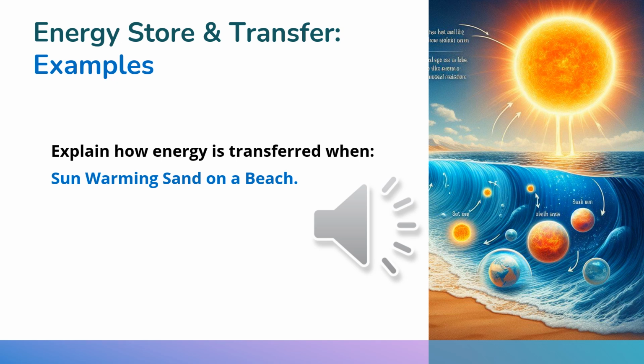When the sun warms up sand on a beach, energy transfer occurs through radiation. The sun emits electromagnetic waves, including visible light and infrared radiation. As these rays reach the earth, the sand absorbs the sunlight. The absorbed solar energy is then transformed into thermal energy, causing the sand particles to vibrate and gain kinetic energy. This increase in kinetic energy is experienced as a rise in temperature. Some of the energy is also reflected or re-radiated, contributing to the overall warming of the surroundings. In summary, the sun's energy is transferred to the sand through radiation, leading to the conversion of solar energy into thermal energy in the sand.